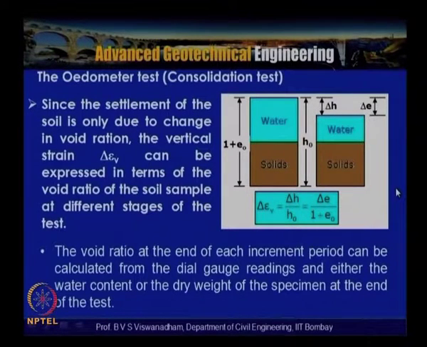Since the settlement of the soil is only due to the change in void ratio, the vertical strain delta epsilon V can be expressed in terms of the void ratio of the soil specimen at different stages of the test. The void ratio at the end of each increment period can be calculated from the dial gauge readings and either the water content or the dry weight of the specimen at the end of the test. So delta H by H naught, where H naught is the initial thickness, is equal to delta e by 1 plus e naught, where e naught is the original or initial void ratio.